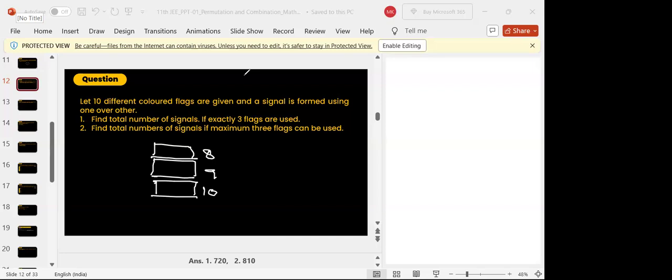Very good. 10, 9, and 8. In the first place, you can put 10 colors. When one is used, we'll use the next one, 9. Then we will use 8. So the problem can be done as 10 into 9 into 8, that is 720.